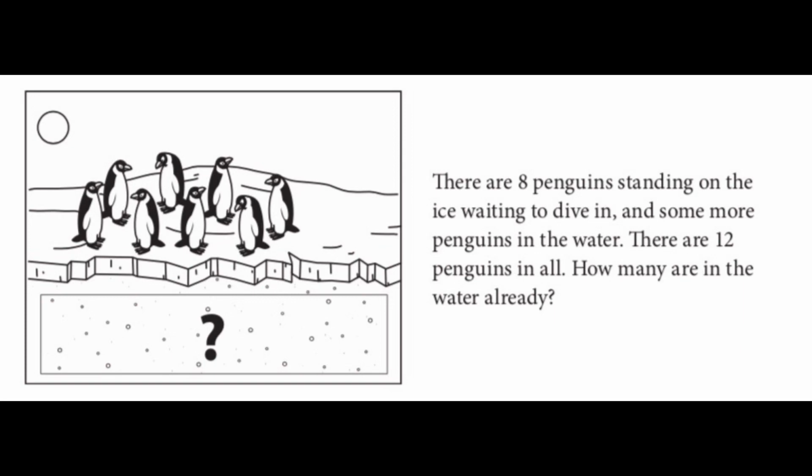This one was a little bit different, right? We weren't trying to find the total. We knew the total. How much was the total? 12. And we knew one of the parts. The part that we knew was how many penguins were on the ice. How many were on the ice? 8. We were trying to figure out how many penguins were in the water. Let's take a look at me solving this on the number rack.